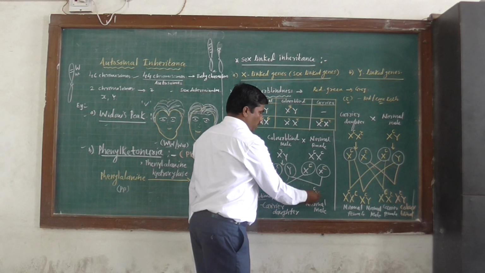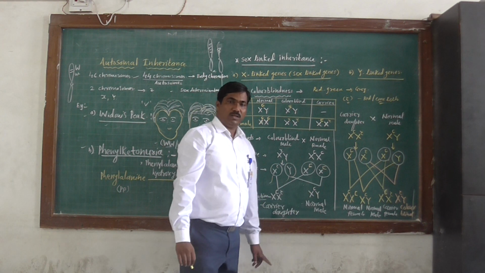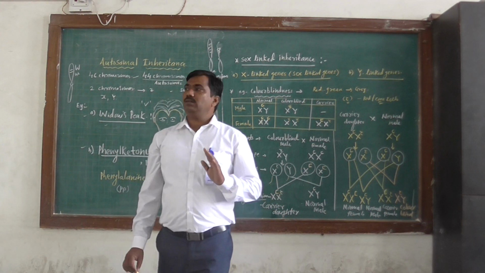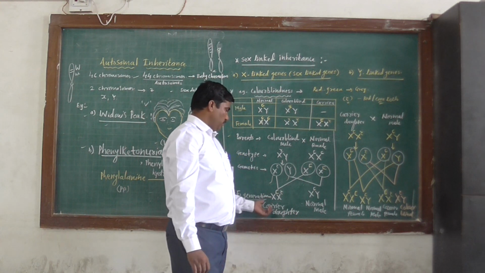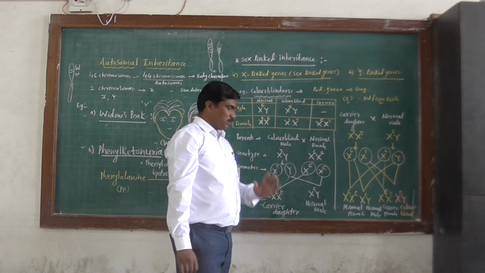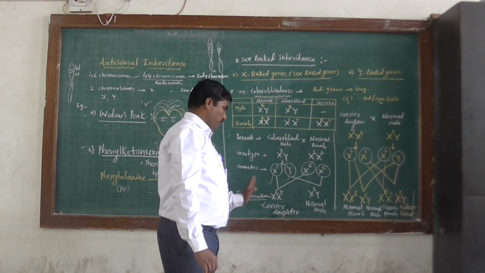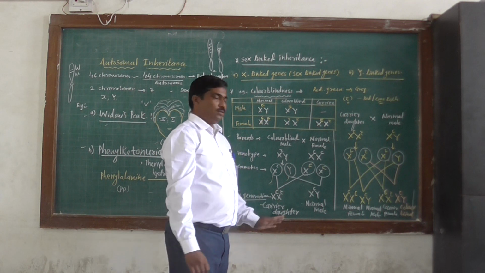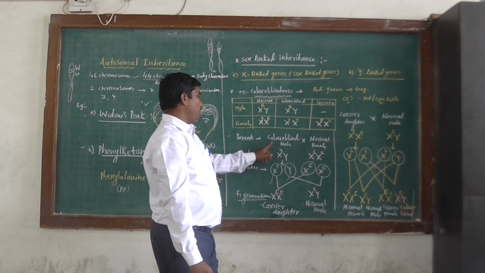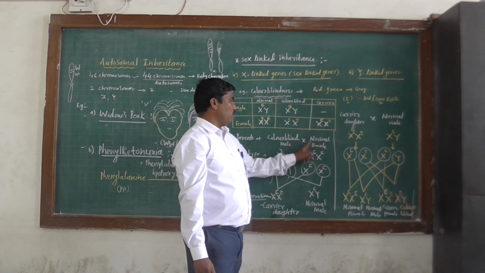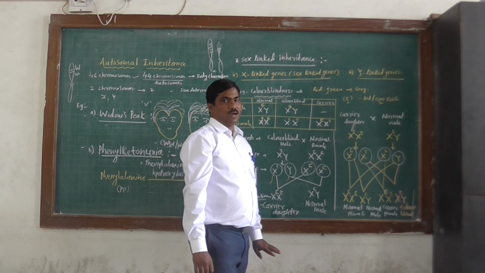So the daughter is a carrier, and males are formed as X capital C and Y. So this individual is normal. Normal males are formed. 50% of individuals are carriers, the daughters, and 50% are normal. All daughters are carriers and all sons are normal in this condition, in the F1 generation. So the marriage between a colorblind male and a normal female gives carrier daughters and normal males.